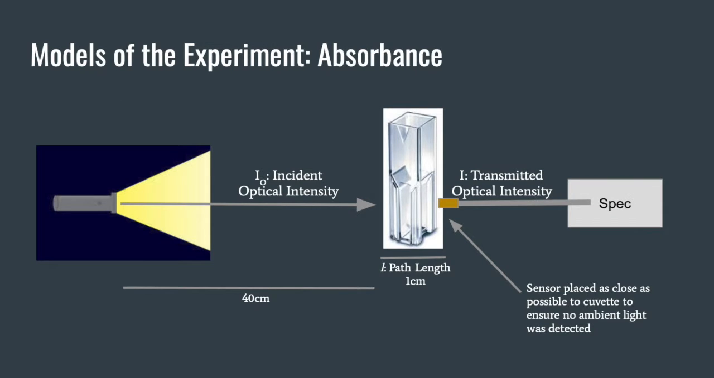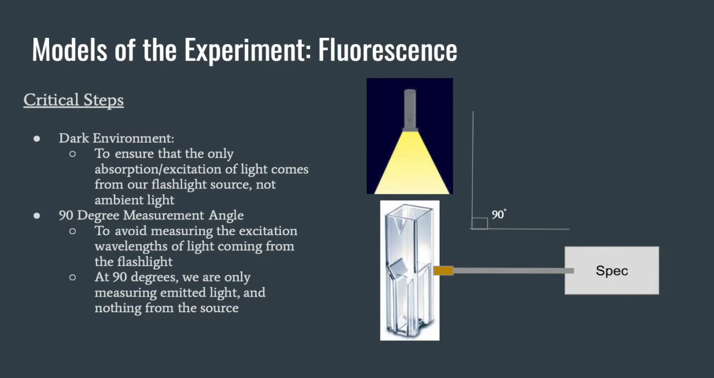This is the setup we used to measure the absorbance of our unknown dye and of our fluorescein. Each trial, we had focused light shining 40 centimeters away through the cuvette and to the sensor that is held next to the cuvette to not allow in any ambient lighting. This diagram resembles our fluorescence model of our experiment.